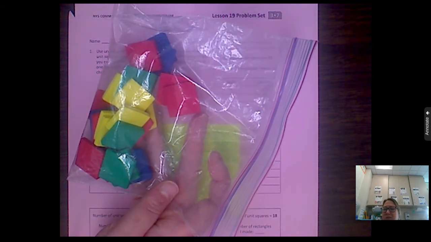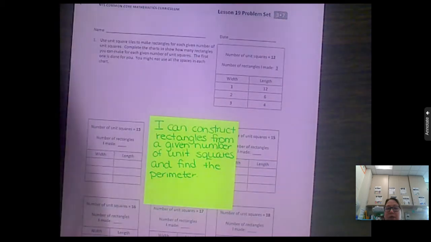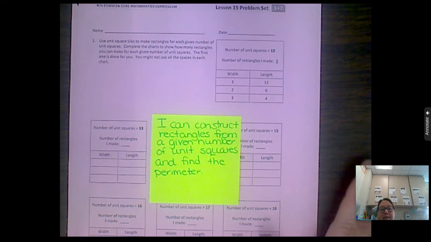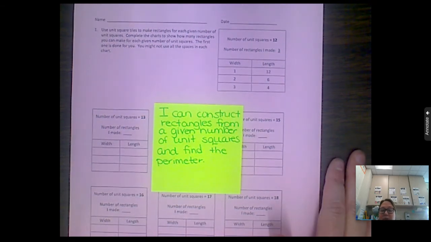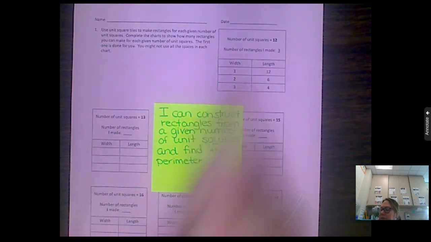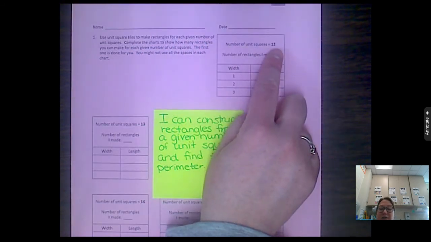We can use basically multiplication sentences to find them, but you are welcome to grab your tiles if you would like to use those. If we look at our I can statement for today, it says I can construct rectangles from a given number of unit squares and find the perimeter. Our lesson does say that we're going to be finding perimeter, but not really today. So pretty much today we're going to be just finding the area. If we're given a specific area, you can take that number of tiles.